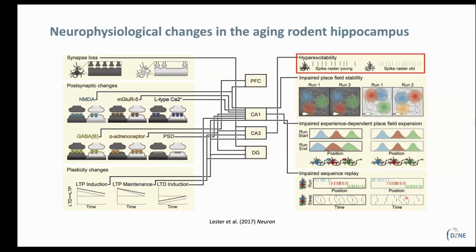So all of these mechanisms seem to contribute, in aged rodents, to a negative impact on their spatial navigation abilities and spatial memory in general.